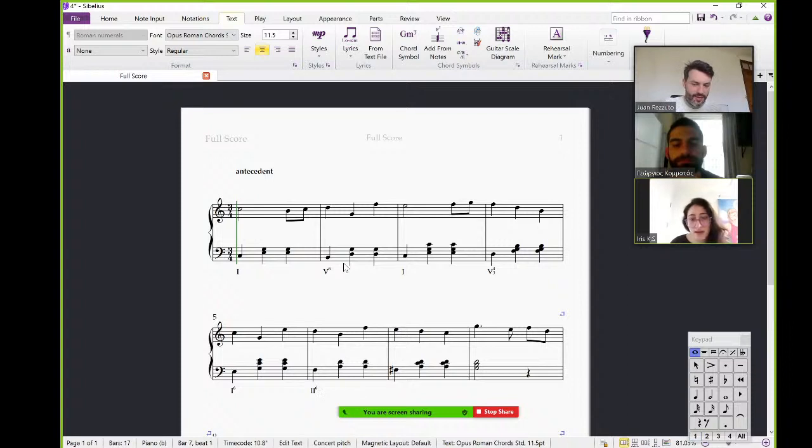6. And then we have the 5th of the 5th. Yes, I'm going to write it. Let me see how I can do it in this program. So it's the 5th of the 5th. And actually, in what position? In what inversion? We are in first inversion. Indeed. So then I have 7.